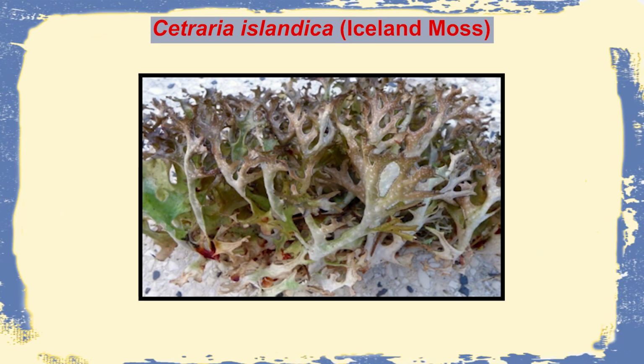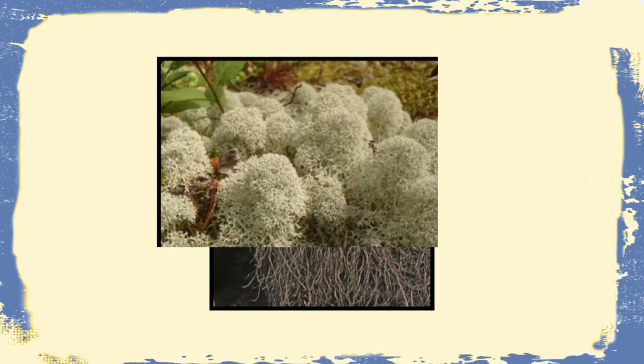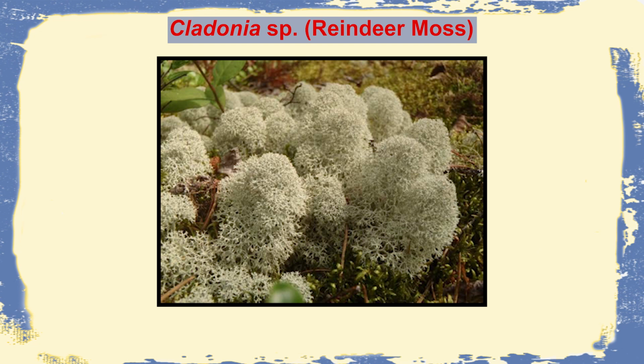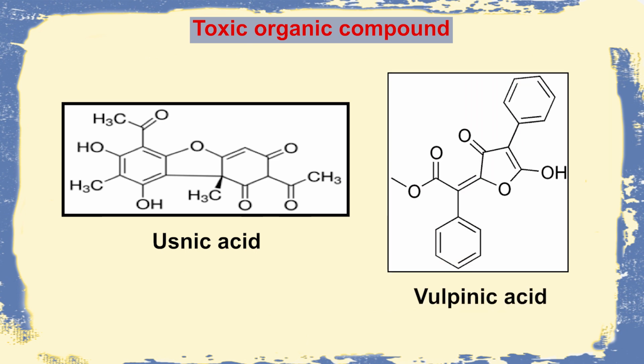Now, I was telling you that lichen can be edible because lichen can be consumed by invertebrate or vertebrate animals, and these lichens include Cetraria islandica, that is Iceland moss. It includes Bryoria. It includes Cladonia, the reindeer moss, which is the staple food for reindeer. But it is not always good, because sometimes lichen may contain usnic acid and vulpinic acid, which are toxic organic compounds, and if their concentration is high in the lichen, that may cause food toxicity.